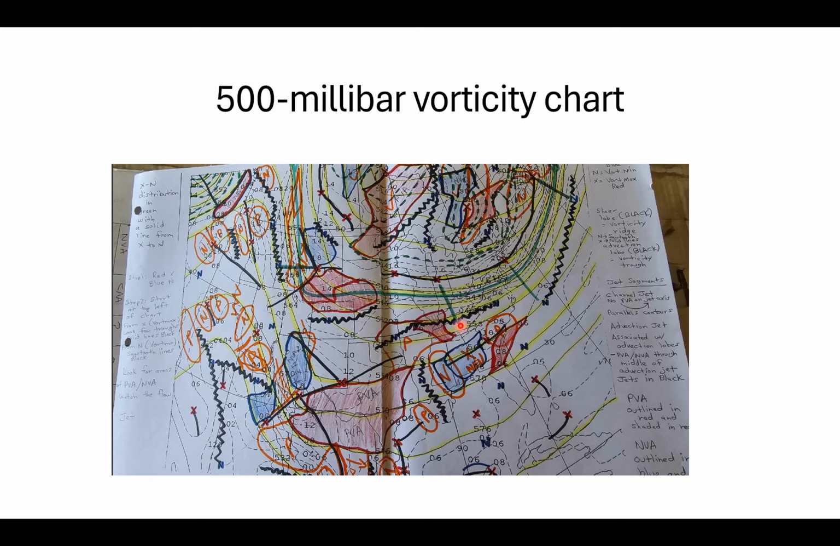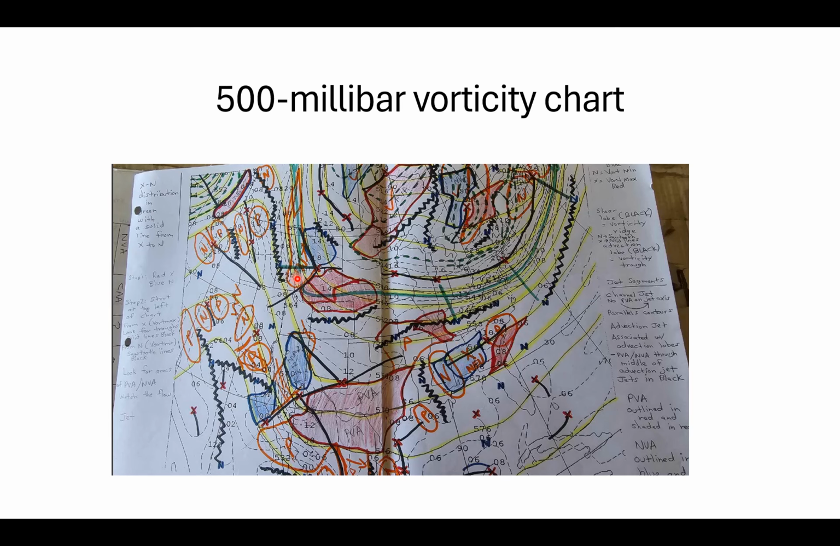All right, so with the 500 millibar vorticity chart, we're looking for maximum vorticity centers, which are represented by these red X's, okay? Then you got your vorticity minimums, the lowest points of vorticity, represented by these blue N's. And then you also have the red shading. When you see red coloring or red shading, that's indicative of positive vorticity advection, PVA. And then NVA is going to be associated with this blue shading.